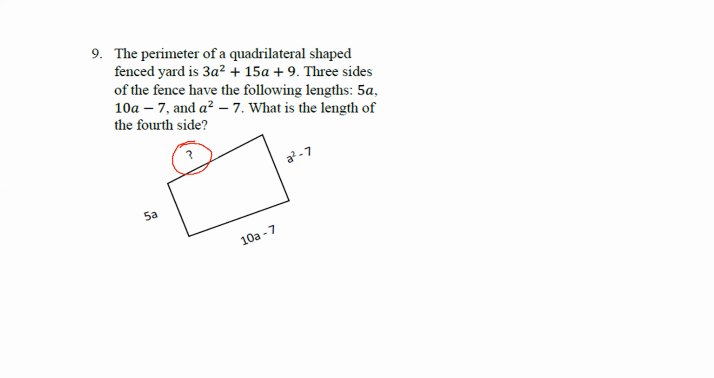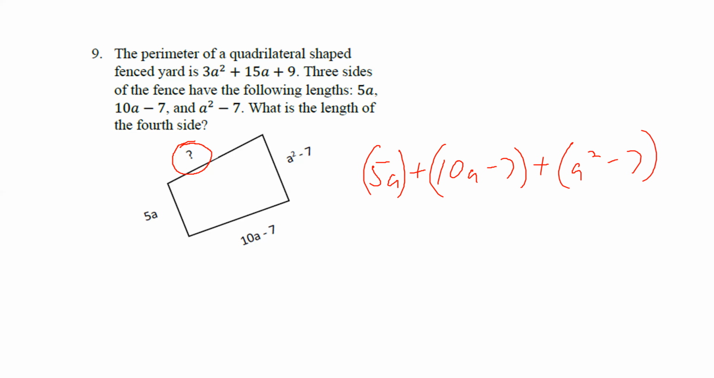Now let's see. I don't actually like this question, but we're going to go ahead and add up what we know so far because the perimeter is all the sides added together. So let's add what we know. So we have 5a, we have, I'm going to put in parentheses for now, 10a minus 7, and we have the a squared minus 7.